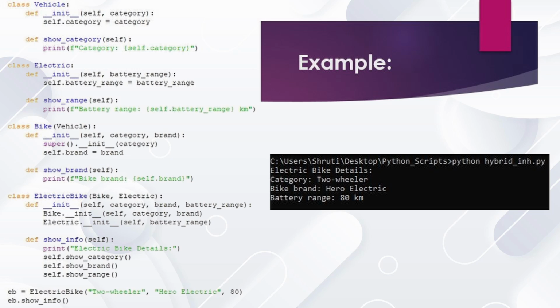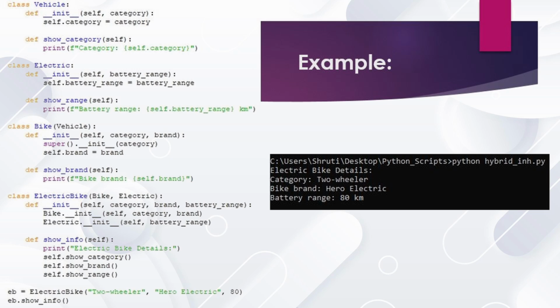An object eb is created from the ElectricBike class with the category two-wheeler, brand Hero Electric and battery range 80. The eb.showInfo method prints a title message, Electric Bike Details, and then all details of the electric bike.